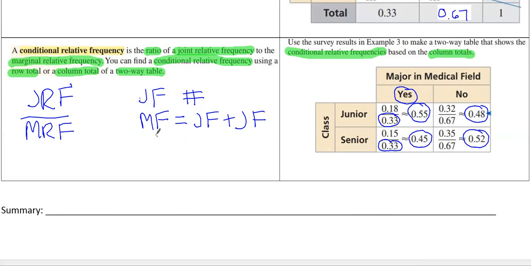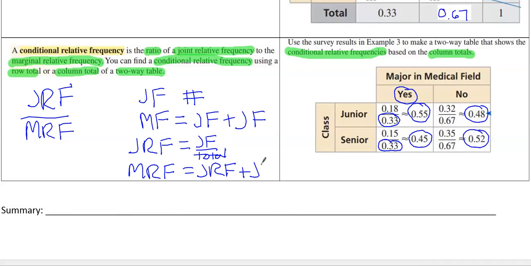As soon as you get into relative frequencies, like joint relative frequency, now you have the joint frequency out of the total. And then you have something like the marginal relative frequency. That's still going to be the joint relative frequency plus the joint relative frequency, either by column or by row. And then we have the conditional relative frequency. That's going to be the joint relative frequency over one of the marginal relative frequencies, either the column or the row.